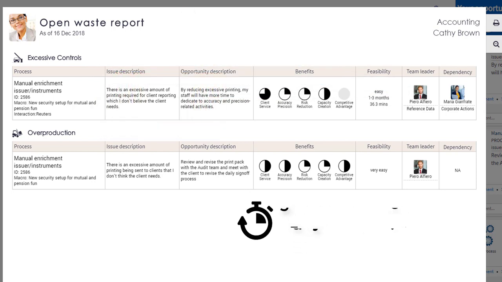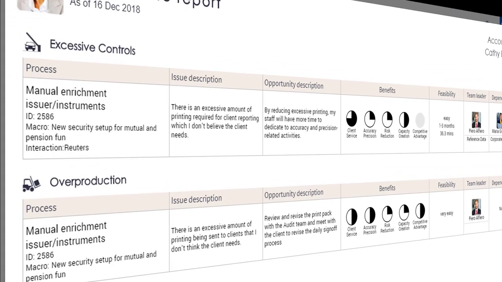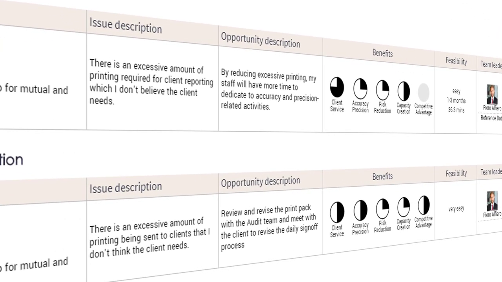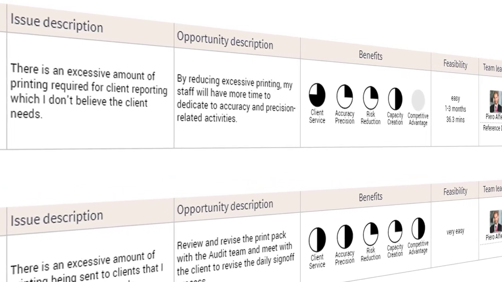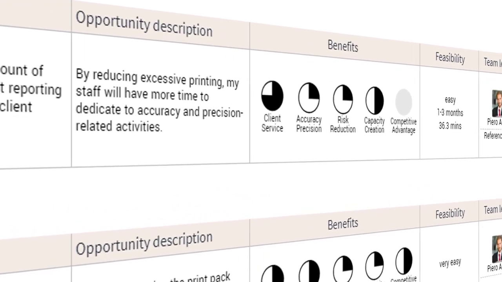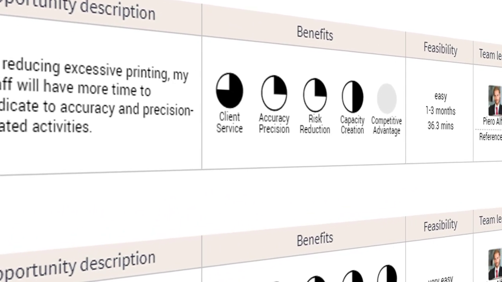The waste report includes the process, IT applications used, a description, the proposed improvement opportunity, the costs and benefits, estimated feasibility, and the team leaders who have identified the opportunity.